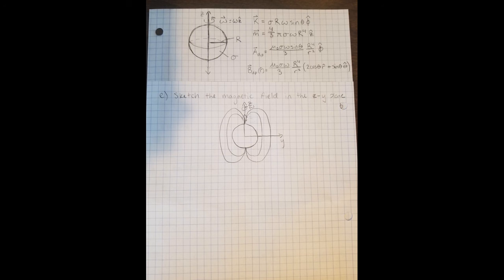And as a recap, we can look back up here at the top and note that in this problem, we studied a rotating spherical shell with surface charge density sigma. We were able to find the surface current density K. Using that, we were able to find the magnetic dipole moment. Using the magnetic dipole moment, we were able to find the magnetic vector potential of the sphere. And by taking the curl of the magnetic vector potential, we were able to find the magnetic field of this shell.